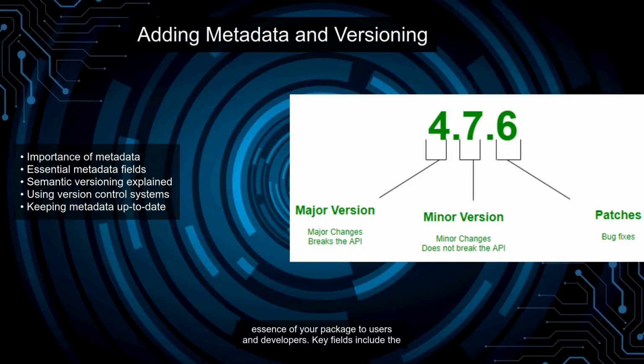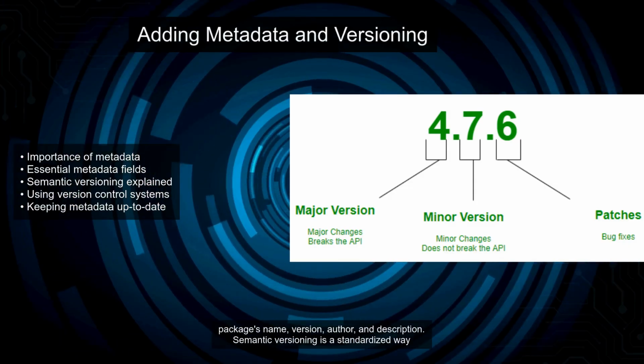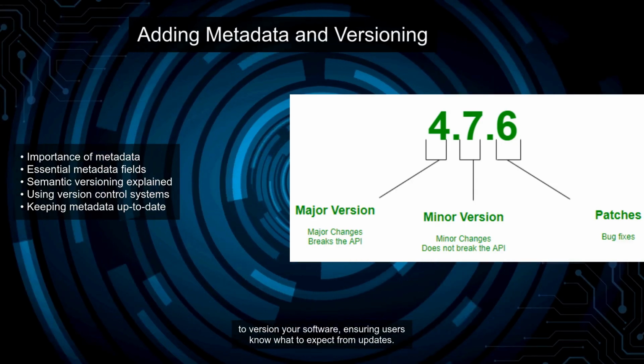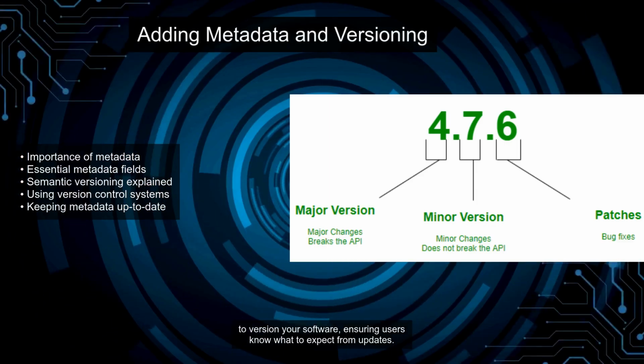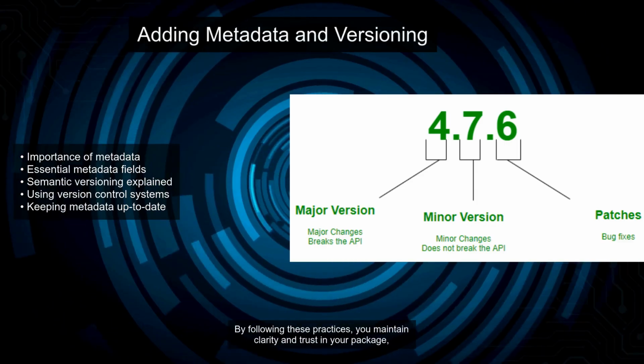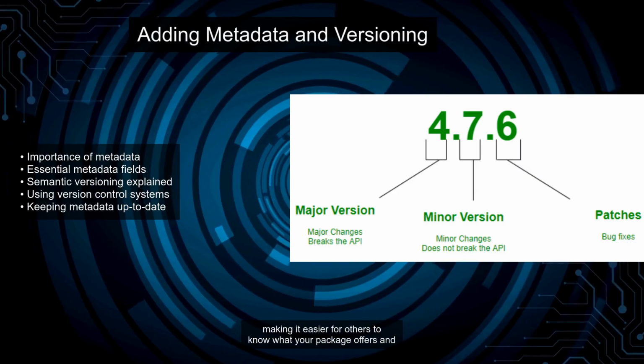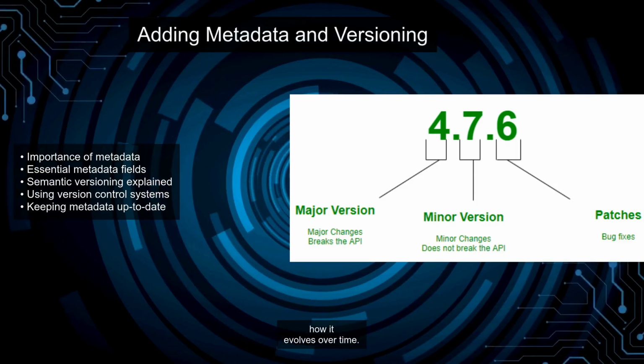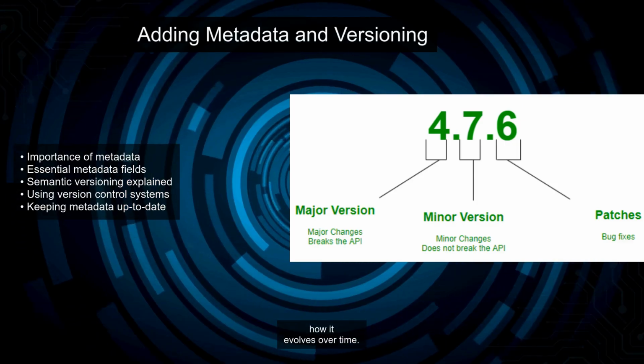Metadata is more than just information, it's a way to communicate the essence of your package to users and developers. Key fields include the package's name, version, author, and description. Semantic versioning is a standardized way to version your software, ensuring users know what to expect from updates. By following these practices, you maintain clarity and trust in your package, making it easier for others to know what your package offers and how it evolves over time.